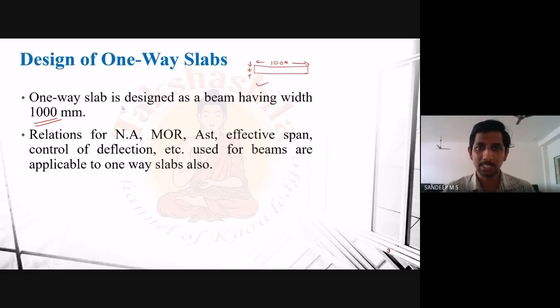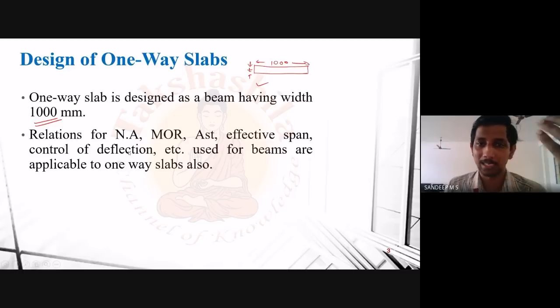So one-way slab is designed as a beam having a width of 1000 millimeters. For ease, you can just assume like that. In this module, we will be dealing with the design of one-way slab alone, and in the next module, we will be dealing with the design of two-way slabs. So that is regarding that.